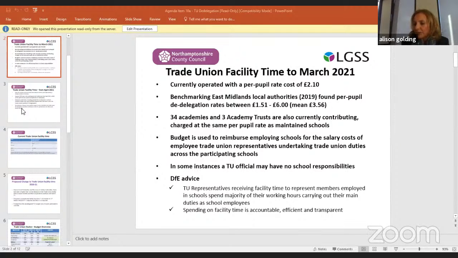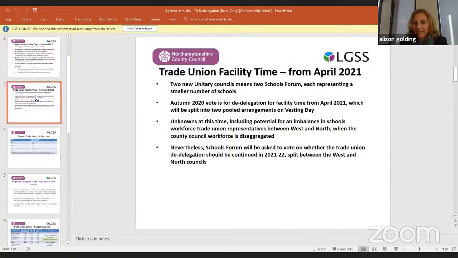Just to remind you, the budget is used to reimburse employing schools for the salary costs of trade union representatives undertaking trade union duties across participating schools. If you just move on to the next slide, this is just a nod to the fact that, as with many things at the moment, it's slightly more complicated with the unitary picture, because obviously from April 21 there'll be 2 schools forums, but your vote now is for 21.